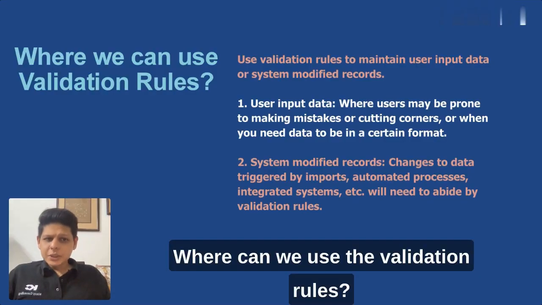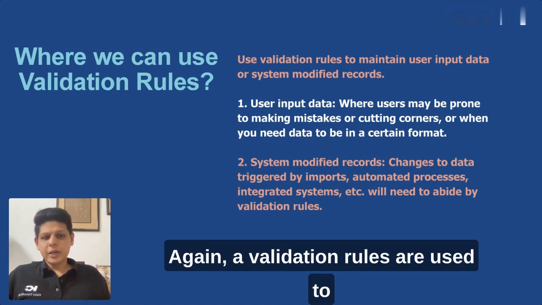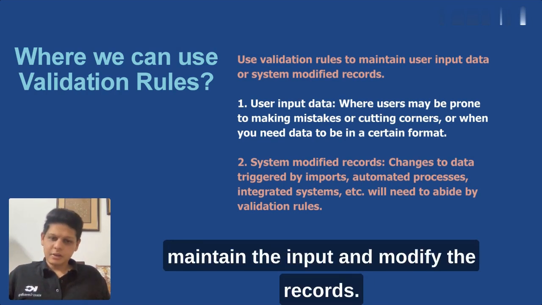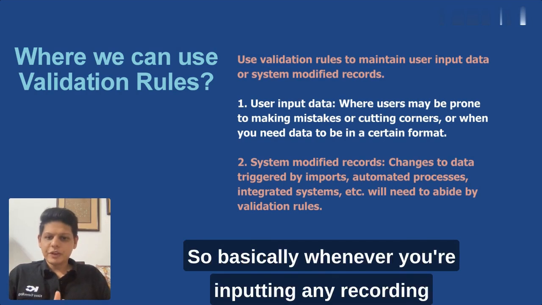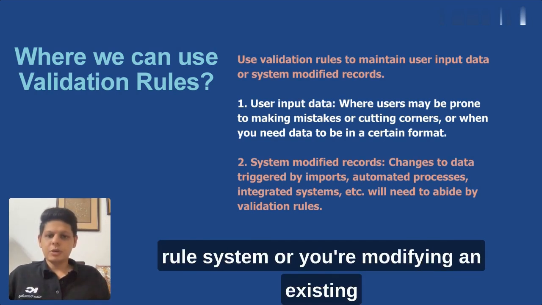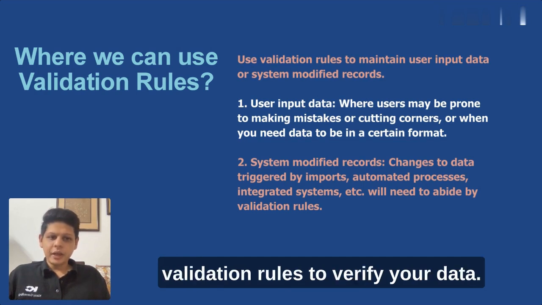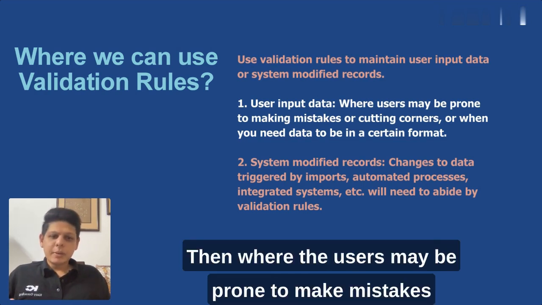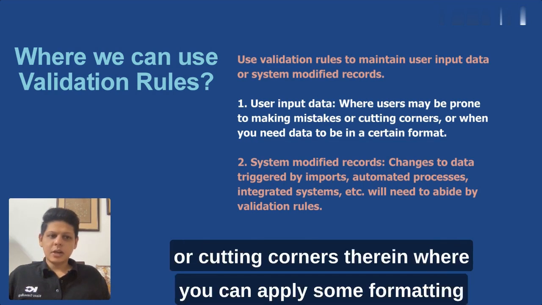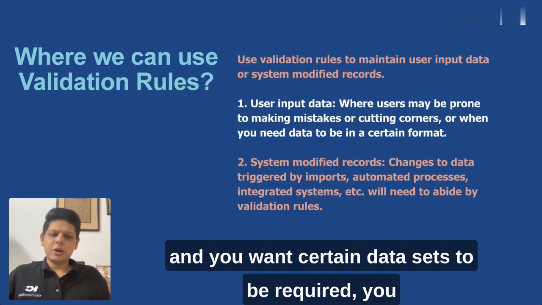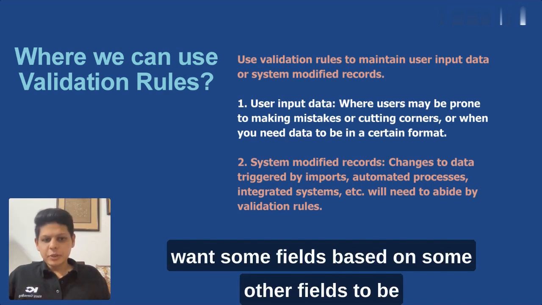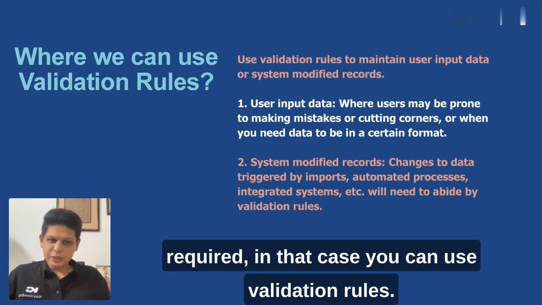Where can we use the validation rules? Validation rules are used to maintain the input and modification of records. Whenever you're inputting any record into the system, or you're modifying an existing record, you can use validation rules to verify your data. They also help where users may be prone to make mistakes or cut corners, where you can apply some formatting, you want certain data to be required, or you want some fields to be required based on some other fields. In that case, you can use validation rules.